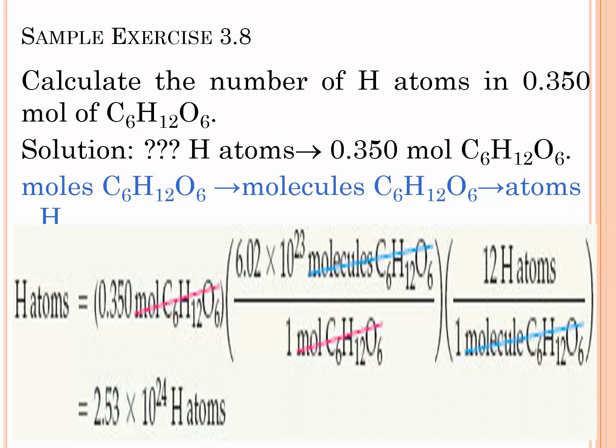First you convert the moles into molecules. You multiply this by Avogadro's number. You cancel this. Then each molecule contains 12 hydrogen atoms. You multiply by 12. Here molecules with molecules cancel out, and here you get your final answer, which is equal to 2.53 times 10 to the 24 hydrogen atoms.